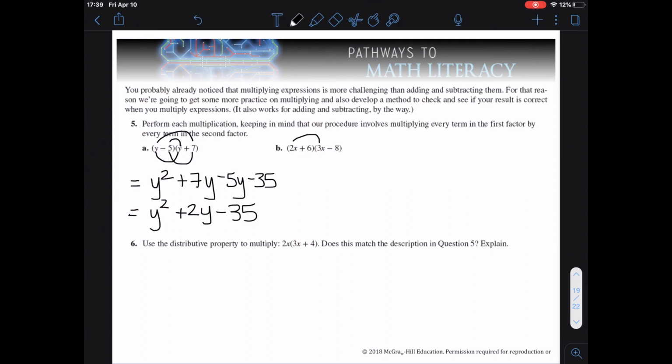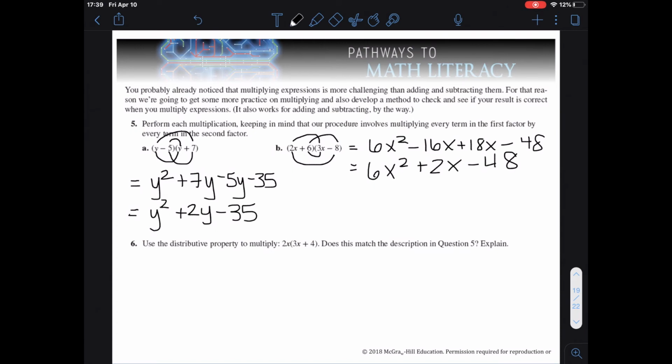For this one, when you multiply them together, the first terms give you 6x squared. The outer is minus 16x. The inner is positive 18x. And the last is negative 48. So when we group the like pieces, you have negative 16x plus 18x. That's going to be 2x minus 48.